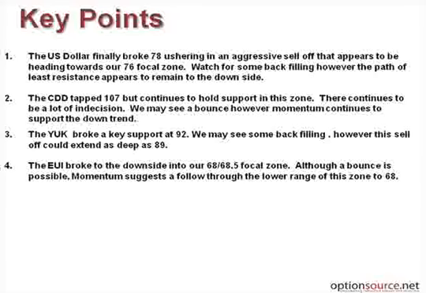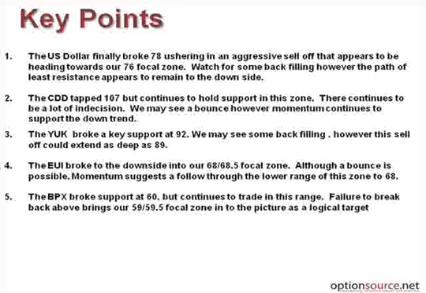The EUI broke to the downside into our 68, 68.5 focal zone. Although a bounce is possible, momentum suggests a follow-through to the lower range of this zone, touching 68. The BPX also broke support at 60 but continues to trade in this range. Failure to break back above this 60 level brings our 59, 59.5 focal zone into the picture as a logical target.